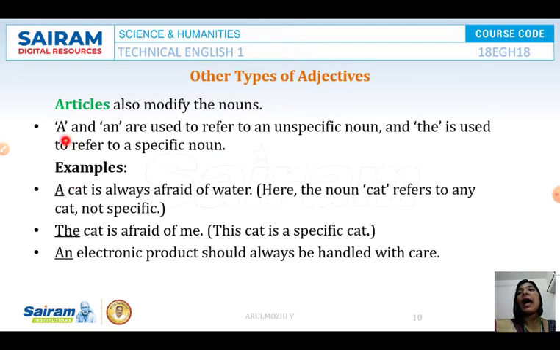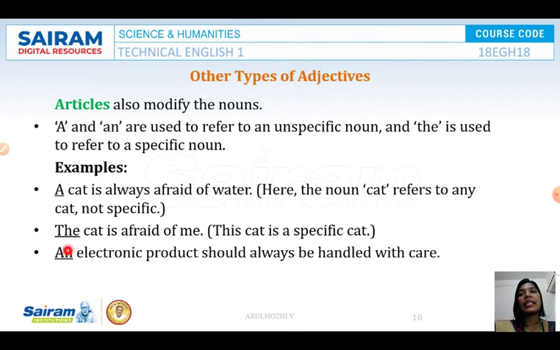Look at this example. A is used before consonant sounds, an is used before vowel sounds. When you introduce one singular noun for the first time in a sentence, you go for a. For example, a cat is always afraid of water. Here we are not talking about a particular cat, but a random cat. So we are going for a because it is a consonant sound. But look at the next example. The cat is afraid of me. So we are talking about the cat which we introduced in the previous sentence. So we are using the cat because it is a specific cat.